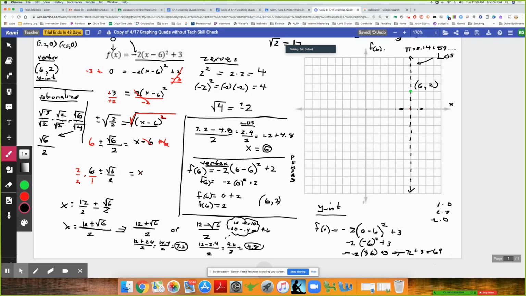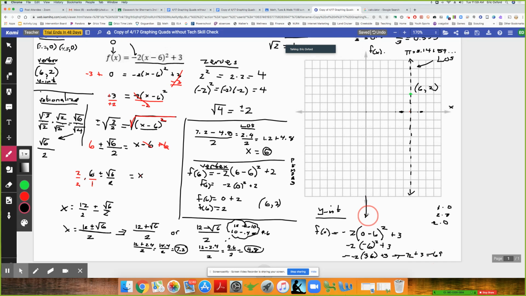And so my y-intercept is down below here. It's going to be down here at negative 69, way down there. And then if I wanted to, I could find the 5th point by just mirroring it.